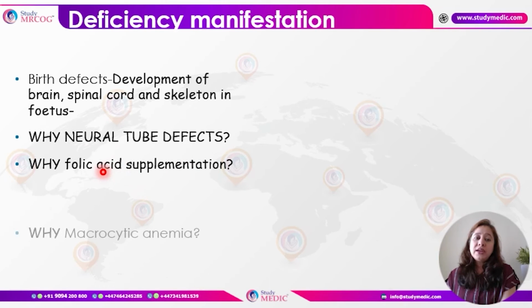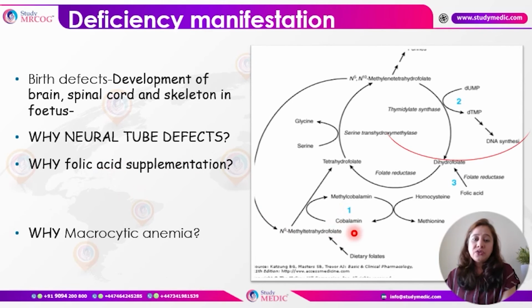As you can see in this image, folic acid is required for conversion of dUMP to dTMP, and this dTMP is required for DNA synthesis. So during organogenesis, if dTMP is not available, then neural tube defects can be seen. That's the reason folic acid supplementations are given.